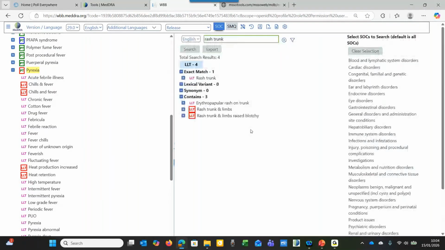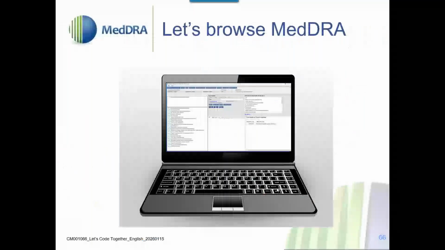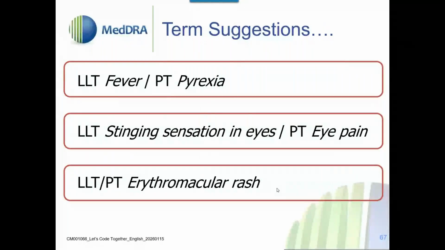So MedDRA, in the points to consider, they tell us that we've got erythropapular rash on trunk there, but what were we told? It goes to rash papular. So we could look at that one, but we're then specific to trunk. We're told it started on her limbs, weren't we? So I would probably stick with erythromacular rash on that one. You do have it for trunk, but I wouldn't just code rash on trunk. It's more important to capture the nature of the condition than the site of the condition.